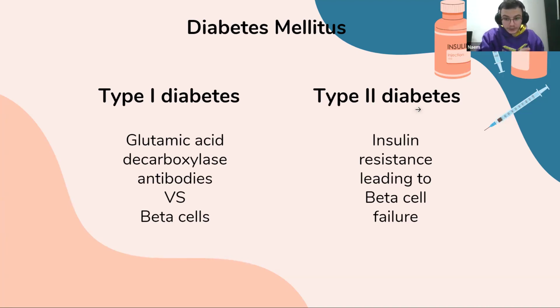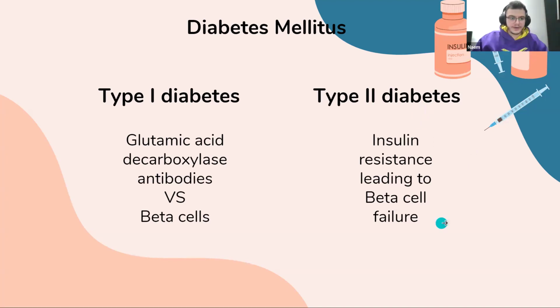In type 2, you have insulin resistance. So there is insulin. At the start, beta cells are actually producing more insulin than they should because the body keeps telling them to produce more insulin, produce more insulin, till the beta cells fail and die. Is the difference clear? So one is related to antibodies, the other one is related to insulin resistance or decreased insulin sensitivity. Clear?